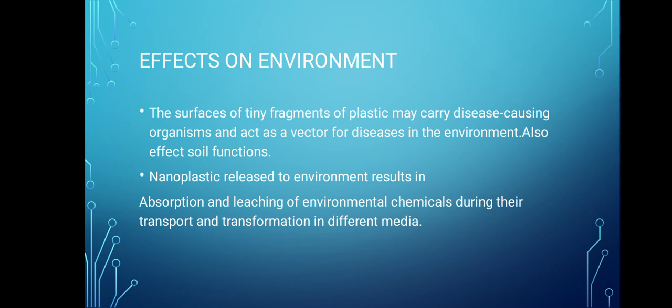Now we will discuss effects on environment. The surfaces of tiny fragments of plastic may carry disease-causing organisms and act as a vector for diseases in the environment. They also affect soil functions. As we all know, if the function of soil is destroyed or affected by something, it has effects on humans, plants and animals as well as on aquatic life. Nanoplastic released to the environment results in absorption and leaching of environmental chemicals during their transport and transformation in different media.